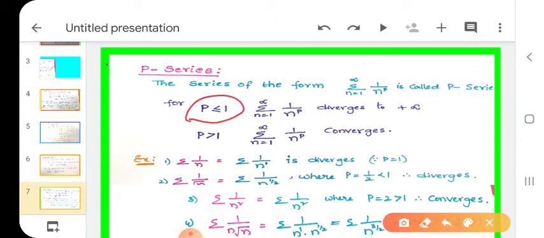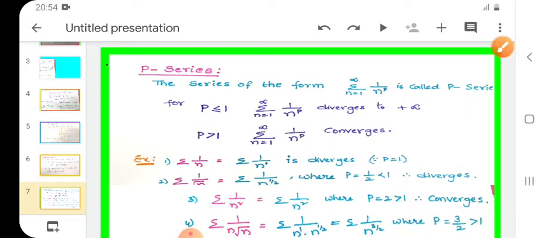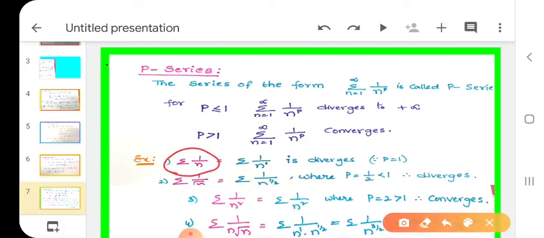For p equals 1 and p less than 1, it is for both. In both cases the series is divergent. We say only for p greater than 1 the given series converges. Okay. Summation 1 by n, the value of p equals 1. So from this we write that the given series diverges.